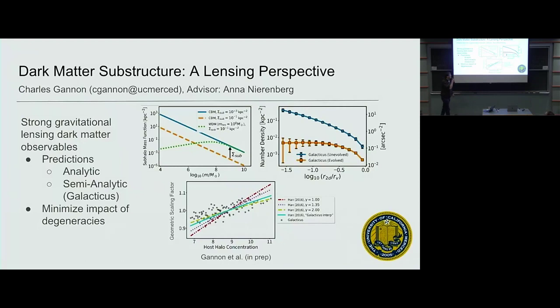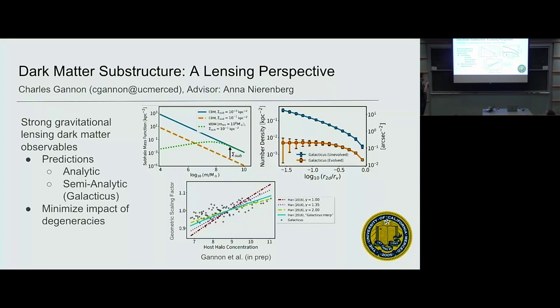Hello, my name is Charles Gannon. Strong gravitational lensing has been used to constrain several categories of dark matter models, including warm dark matter and self-interacting dark matter. My work focuses on attempting to reduce the degeneracy in these probes that occurs between the suppression due to tidal stripping and possible suppression due to novel dark matter physics.